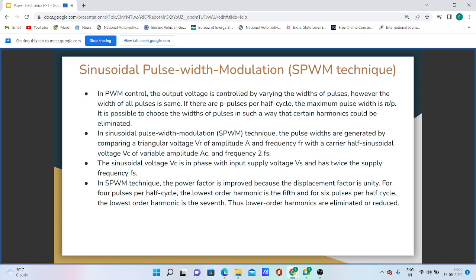For 4 pulses per half cycle, the lowest order harmonic is the fifth, and for 6 pulses per half cycle, the lowest order harmonic is the seventh. Thus, the lower order harmonics are eliminated or reduced.